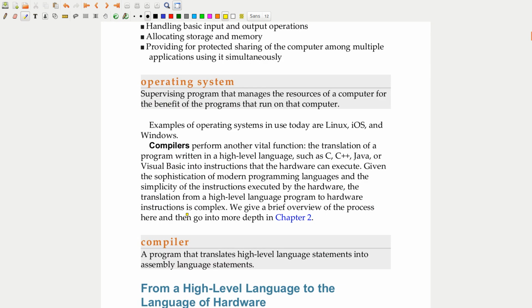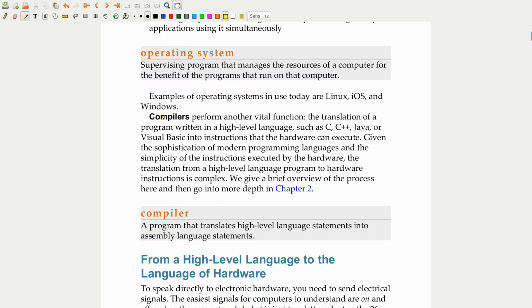Okay, so we know what operating systems are. Compilers perform another vital function: the translation of a program written in a high-level language, such as C, C++, Java, or Visual Basic, why? Stop. Into instructions that the hardware can execute.